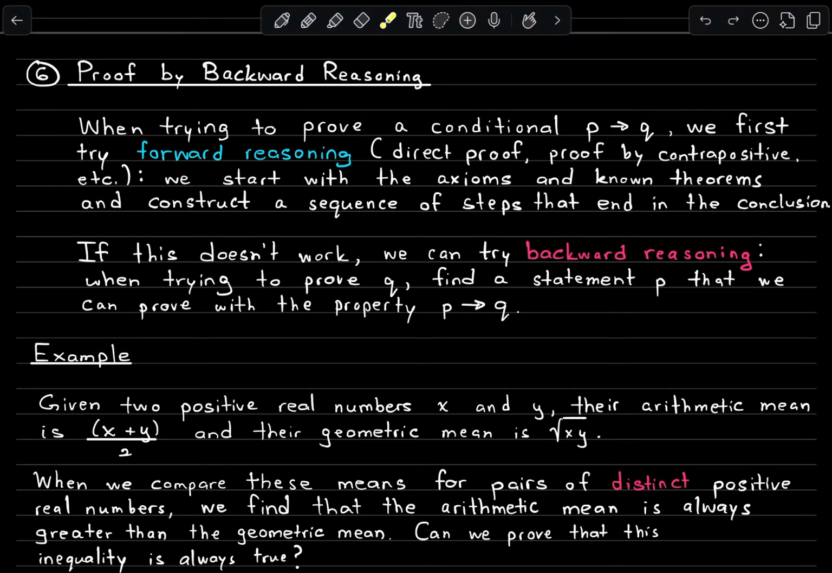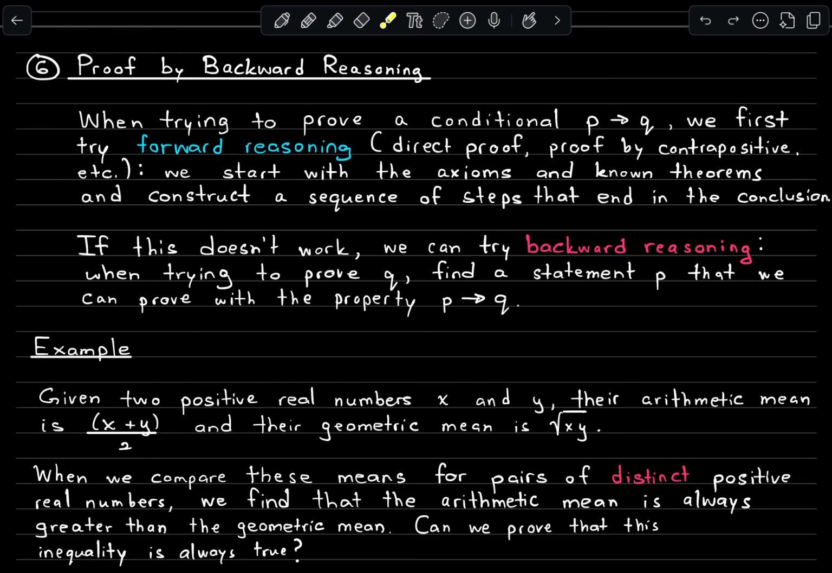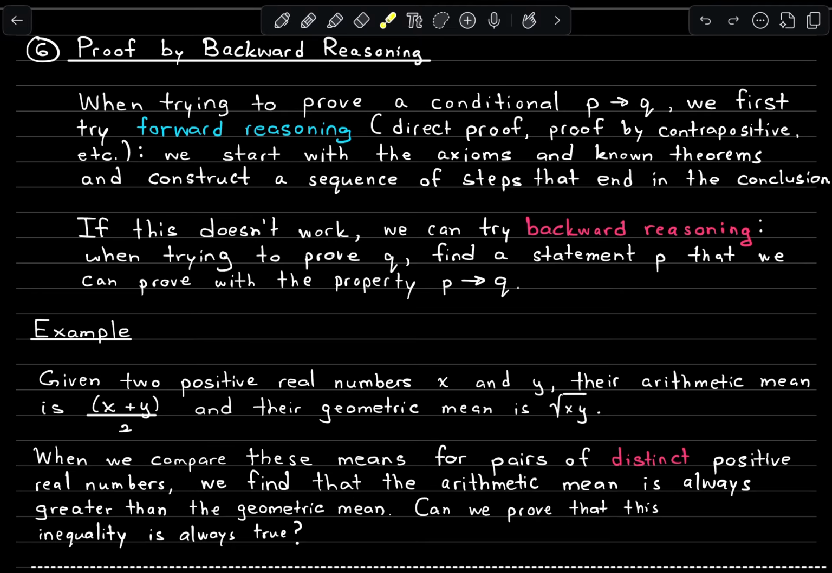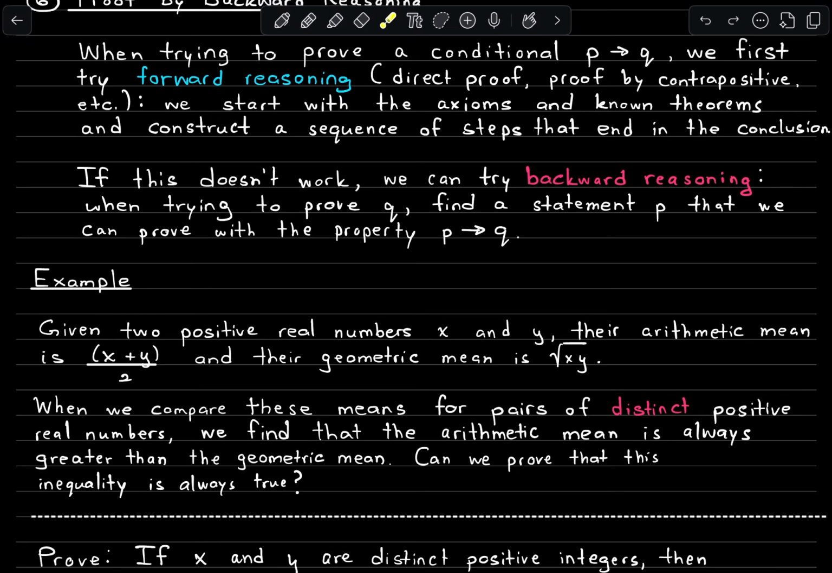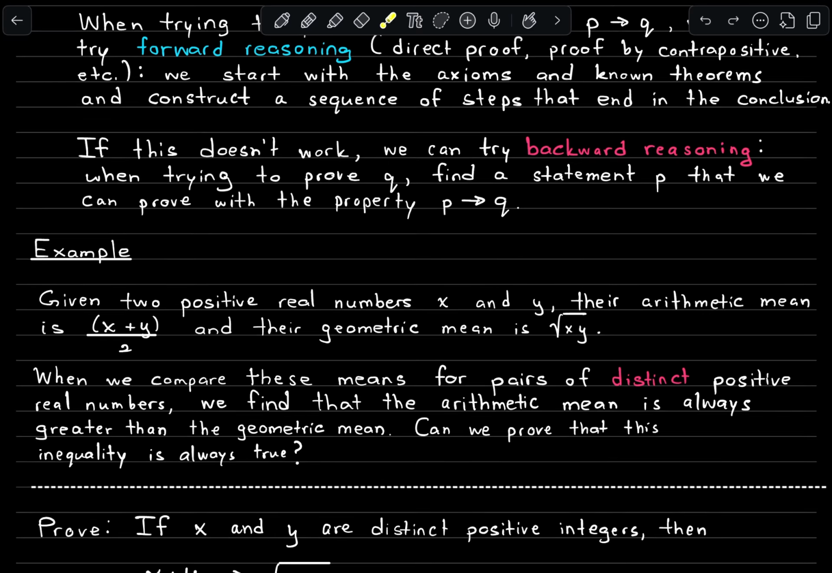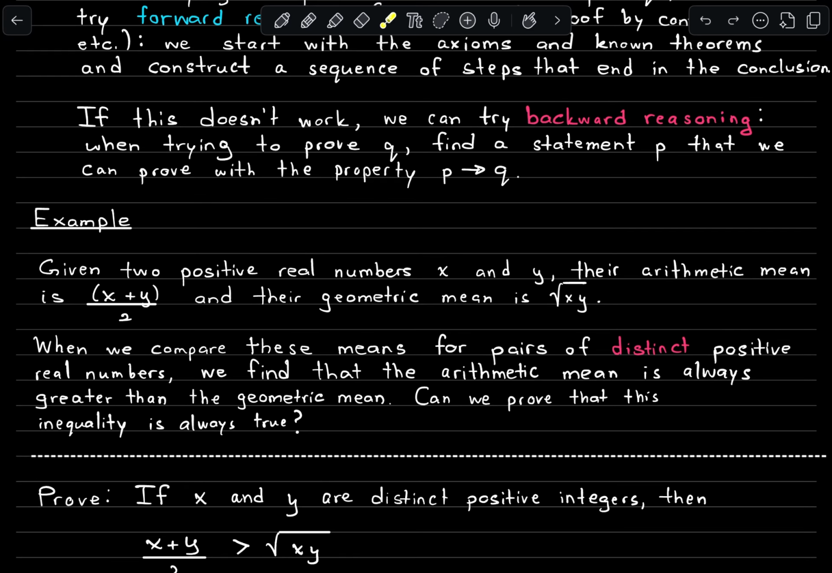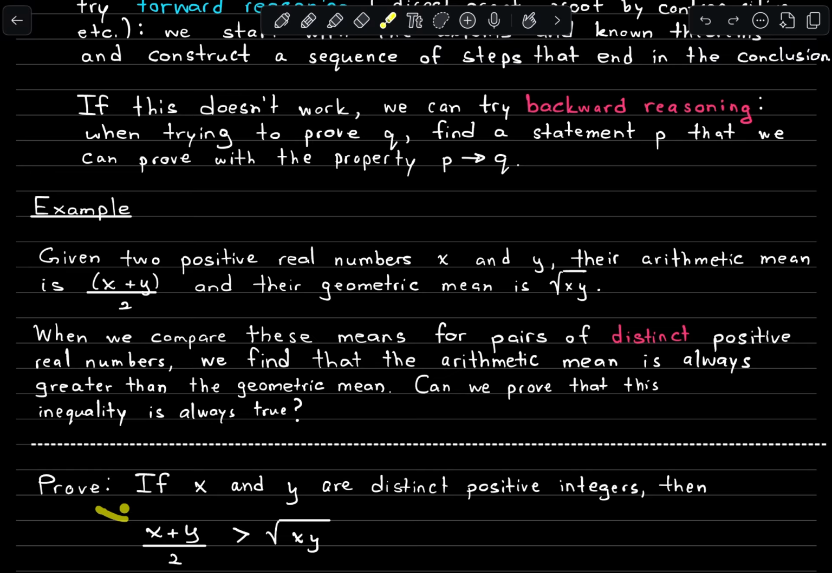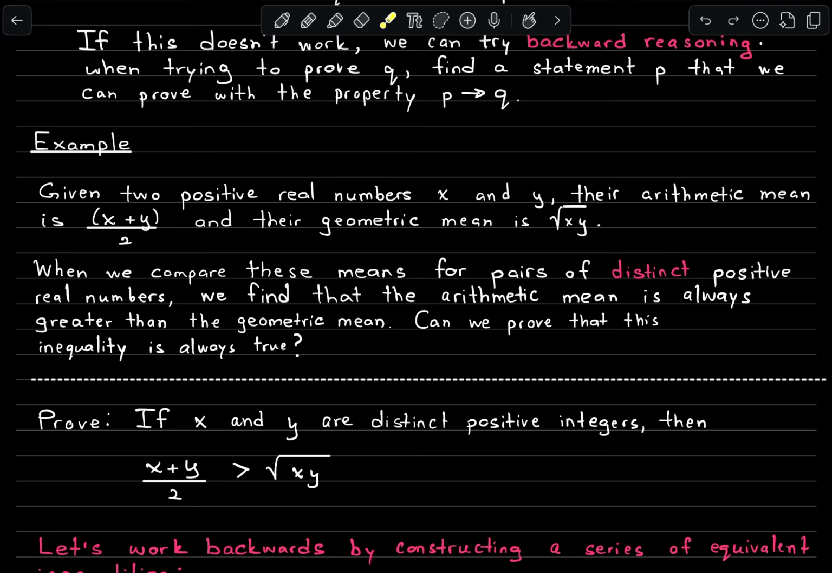Can we prove that this inequality is always true? We've observed that this tends to always be the case. Is it really always the case? Is this going to always work in general? Our goal is to prove that if x and y are distinct positive numbers, then this inequality holds: x plus y over 2, the arithmetic mean, is greater than the square root of x times y, the geometric mean.